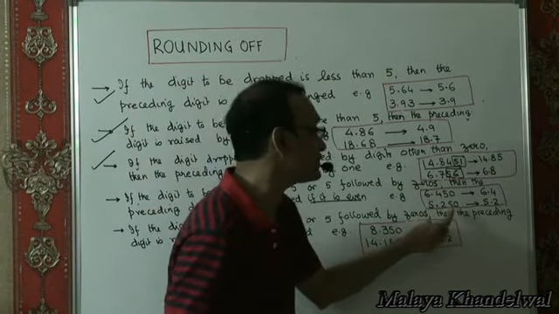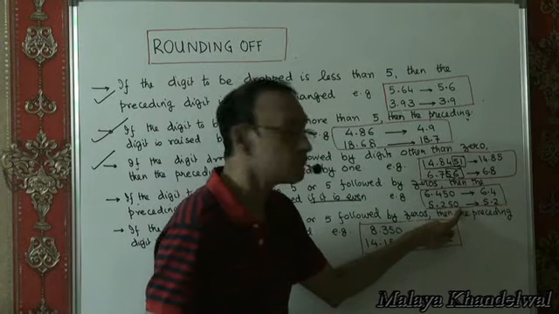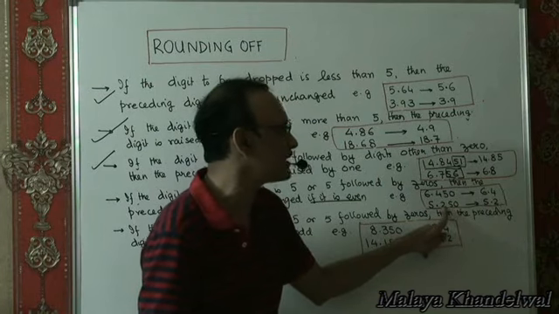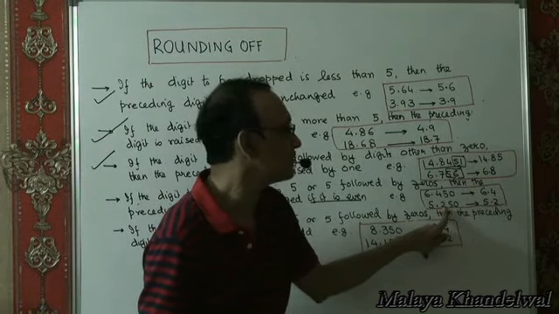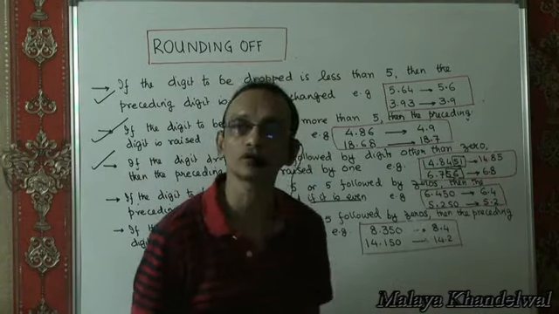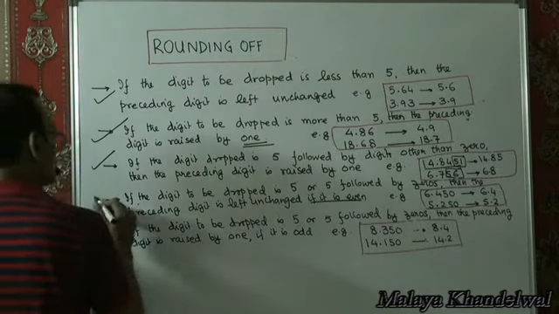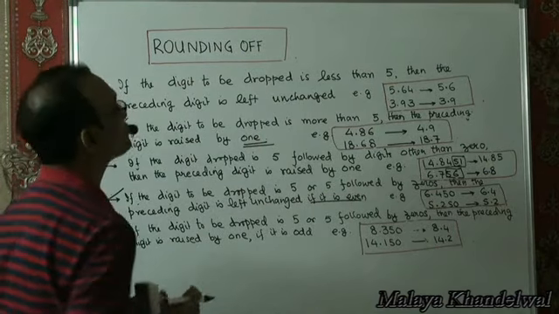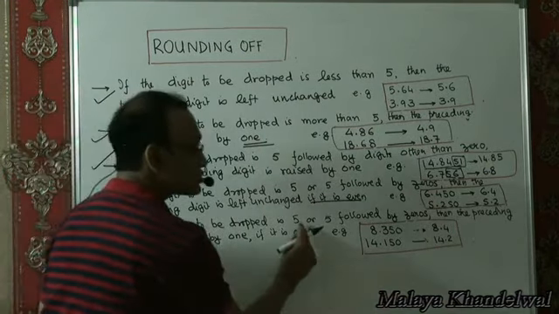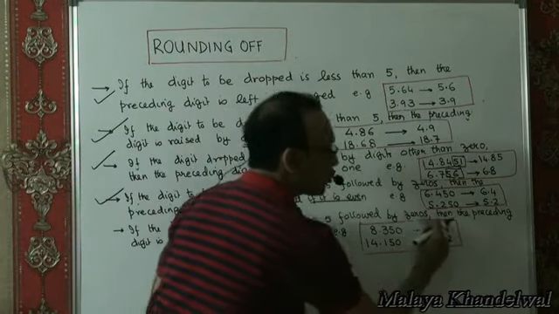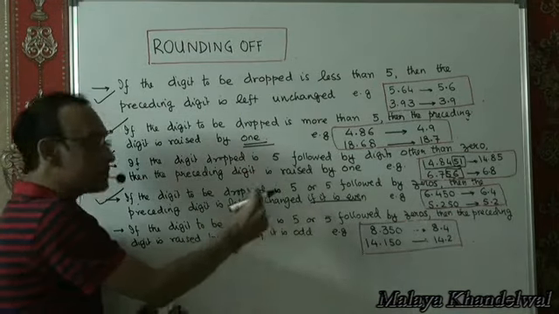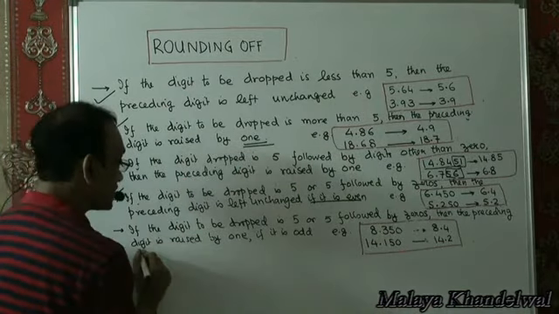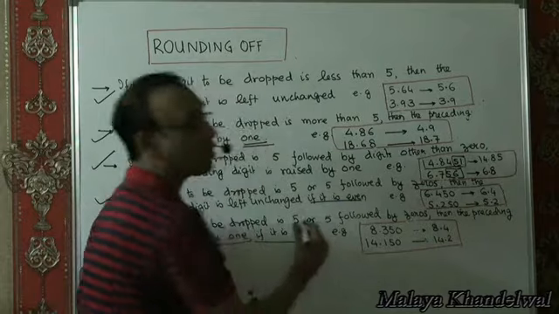Look at 5.250. So there is 5 followed by a certain number of zeros. If I have to drop this, look at the digit prior to 5. It's 2, and I will retain this. It's going to be 5.2, right? So that's the next rule. And let's look at the last of these rounding off principles. If the digit to be dropped is 5 or 5 followed by zeros, then the preceding digit is raised by 1 if it is odd.